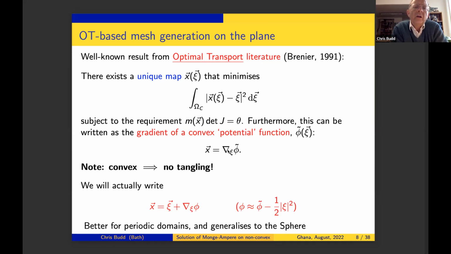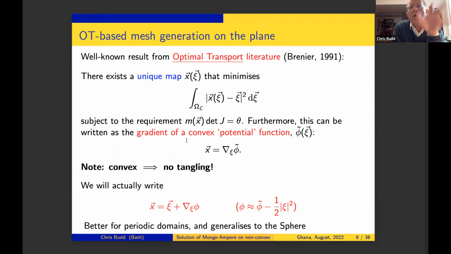And he proved that if you want to solve the equation m times det j is theta, which is the equidistribution equation, then there is a unique function which minimizes that L2 norm. This is the thing that we want to do. So that tells me that I can construct a mesh. And then Brenier went on further. He actually showed a way of doing it. He said that what you end up with is a function which is the gradient of a convex, what I call potential function phi.